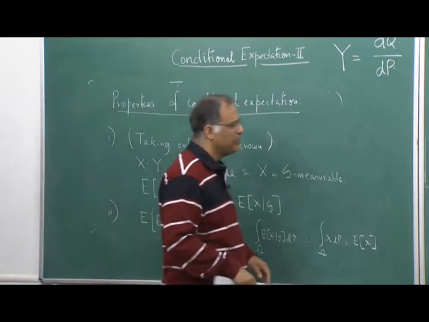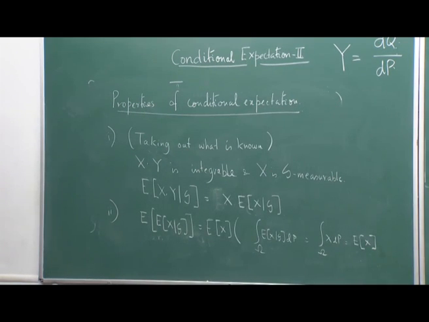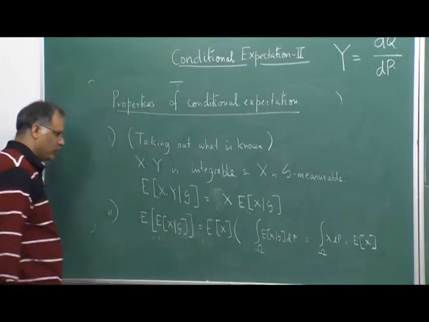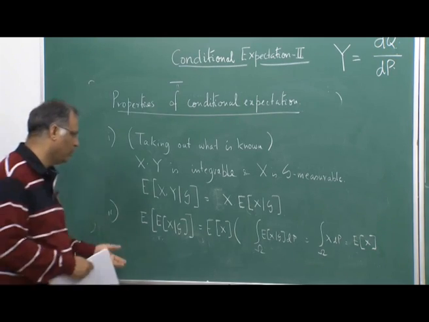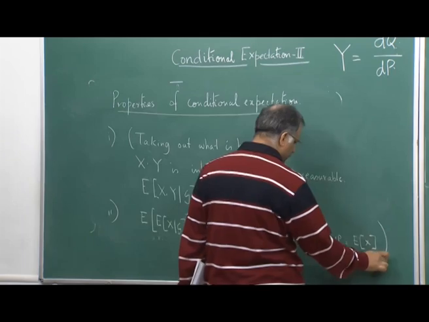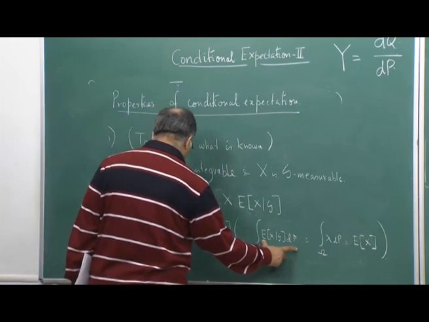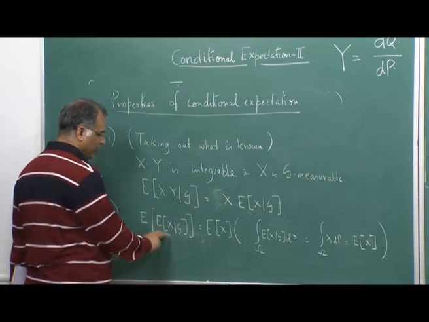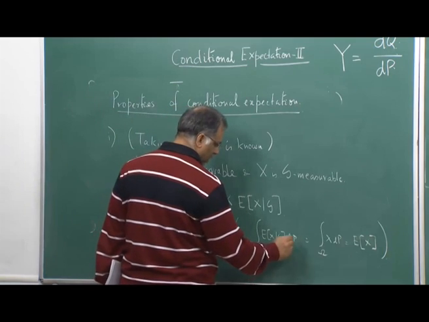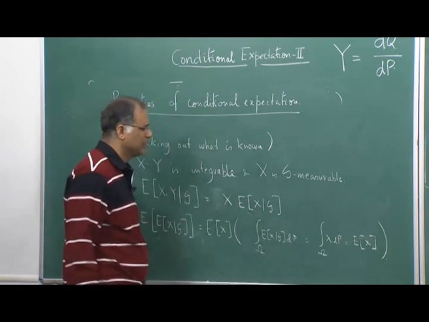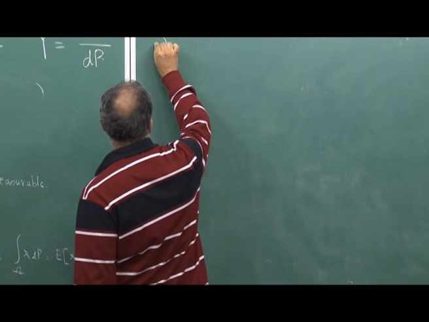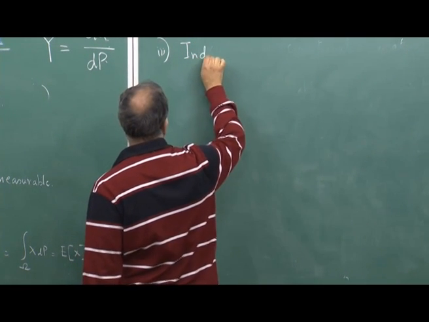This is true for any A in G, and of course Omega, the whole space, is in G because G is a sigma algebra. As I told you in the very beginning, the null event and the sure event, the whole sample space, has to be in any sigma field. So you have taken the expectation of this random variable, which by partial averaging is this, and which gives you this. That is property 2. Then we come to property 3 and property 4. Property 3 is called independence.